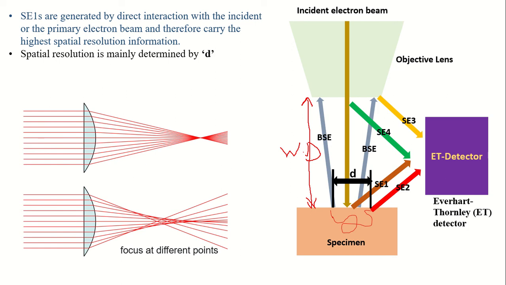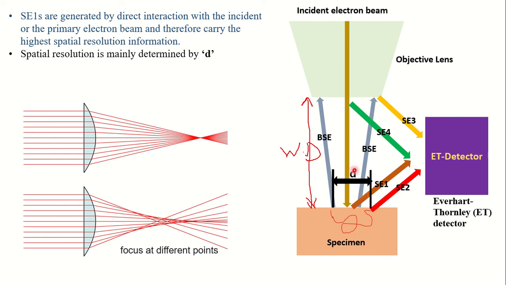But here in this image, you can see the light is deviated from its path. So there is no particular focal point; there are many different focal points. This condition is known as spherical aberration. This situation happens in the case of the SEM.